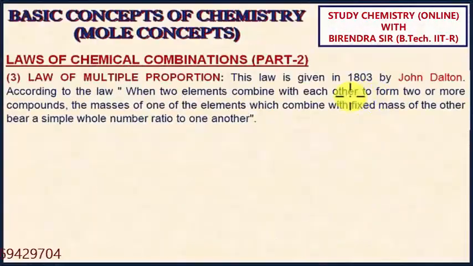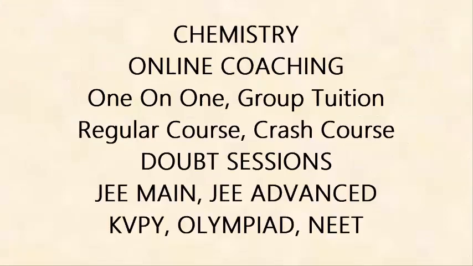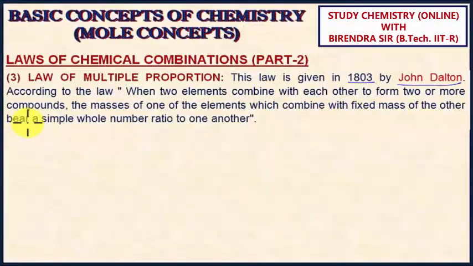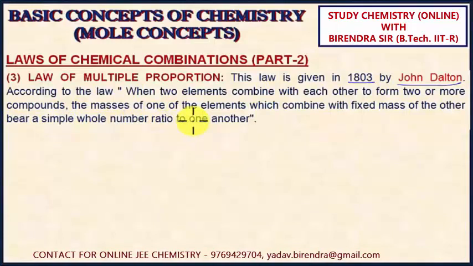This law was given in 1803 by John Dalton. According to this law, when two elements combine with each other to form two or more compounds, the masses of one of the elements which combine with fixed mass of the other bear a simple whole number ratio to one another.